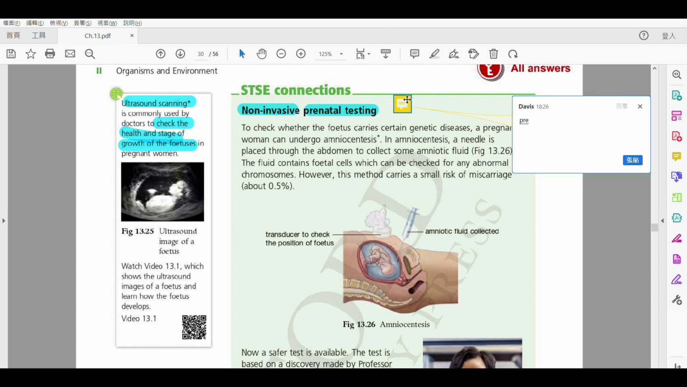So prenatal is similar to pregnant. I forgot. Okay, 好啦。Okay, and then parental care, right? Parental is of course related to your parents.